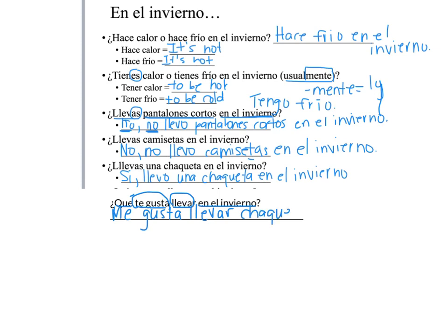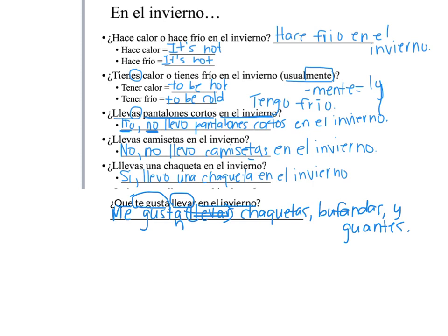Chaqueta, chaquetas, maybe bufandas, and I'm going to say guantes. Jackets, scarves, and gloves, okay? If you chose to leave out the verb llevar right here, let's say you didn't put this, you would need to make this gustan, right? Because chaquetas, bufandas, and guantes are all plural. So it depends on what you choose to do. If you put llevar in there, make it gusta. If you put just the items that you're listing, make it gustan, because you have to match singular and plural.